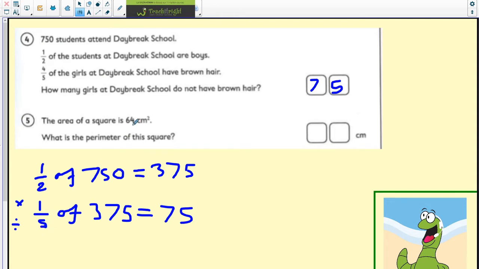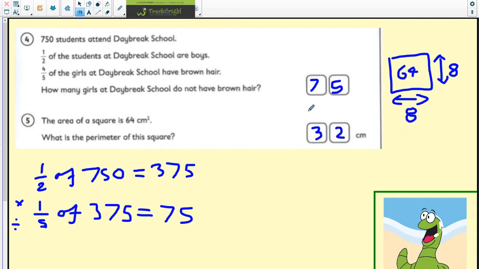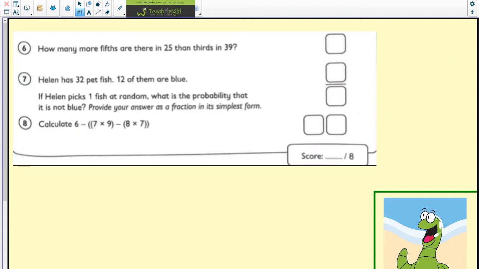Right, number 5. Area of a square is 64. What's the perimeter? Well, if it's a square, the sides are the same. And since I know my square numbers, I've learnt them, I know that that means that's 8 centimeters and 8 centimeters. And if they're all 8 centimeters, 8, 8, 8, and 8, that's going to be 4 lots of 8, which is 32 centimeters. I know that based on the fact that it's a square, so all the sides are the same.